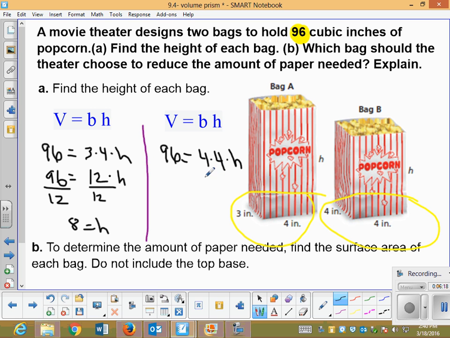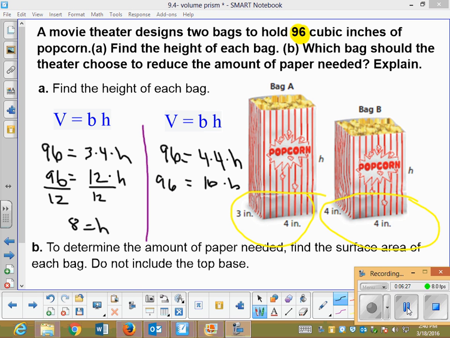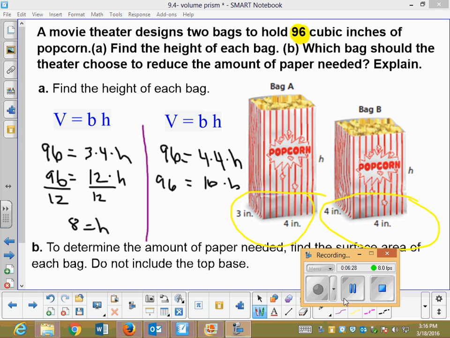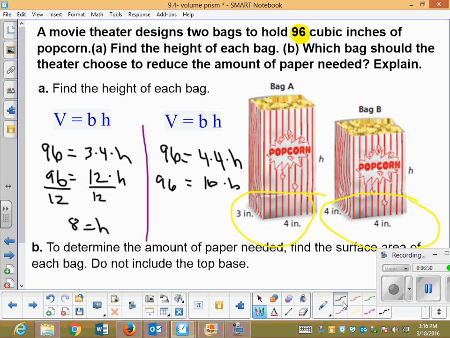For this side, 4 times 4 is 16. So we have 16 times H equals 96. And so you have 16H equals 96. Divide both sides by 16. And H will equal 6. So if H equals 6, I'll put 6 here.